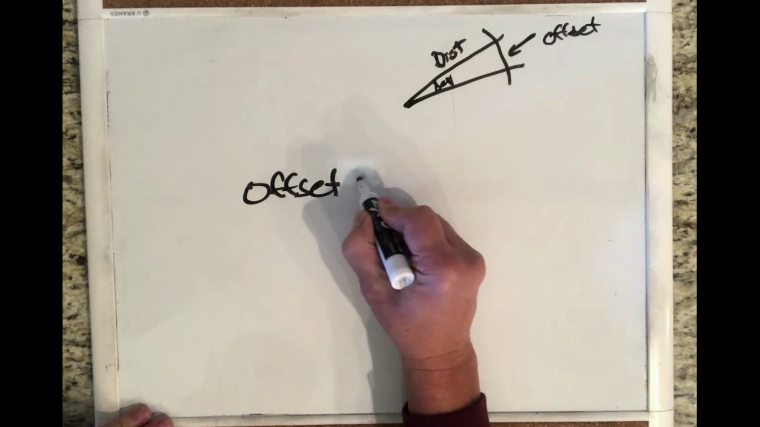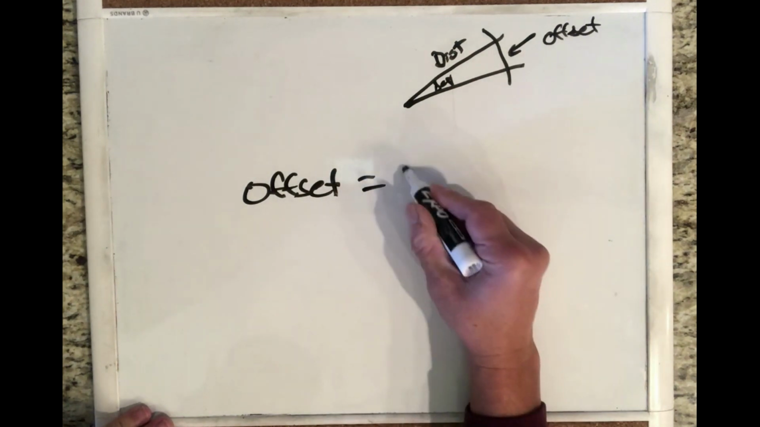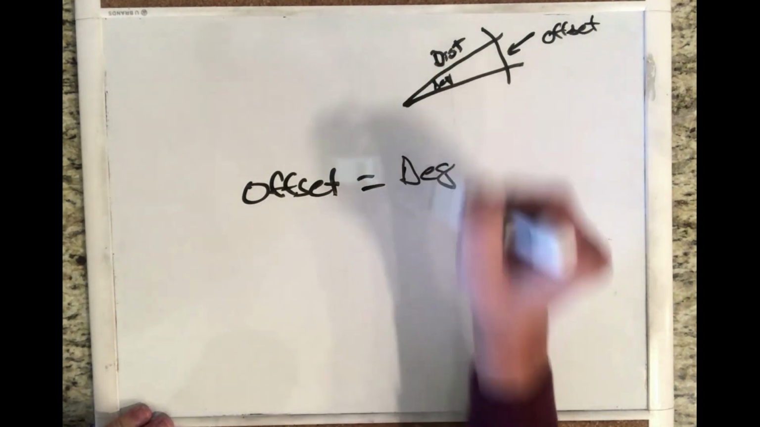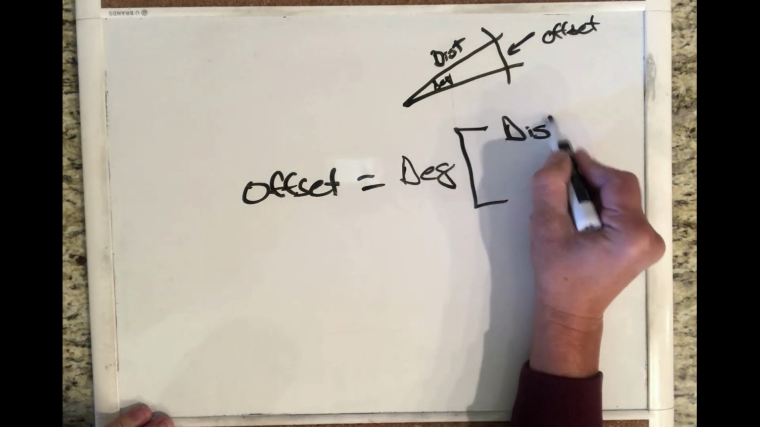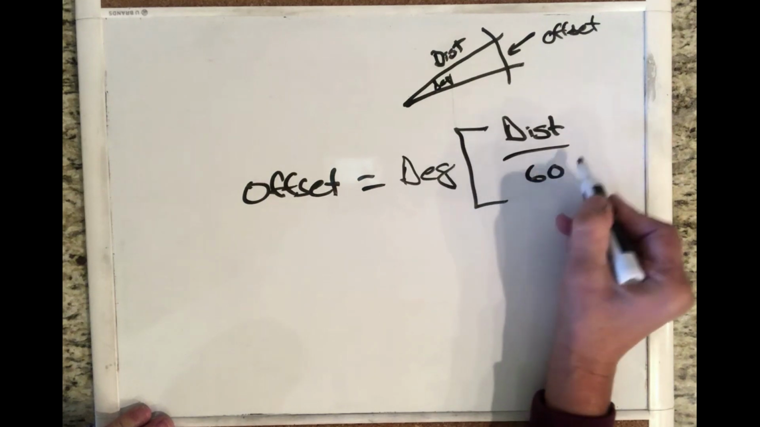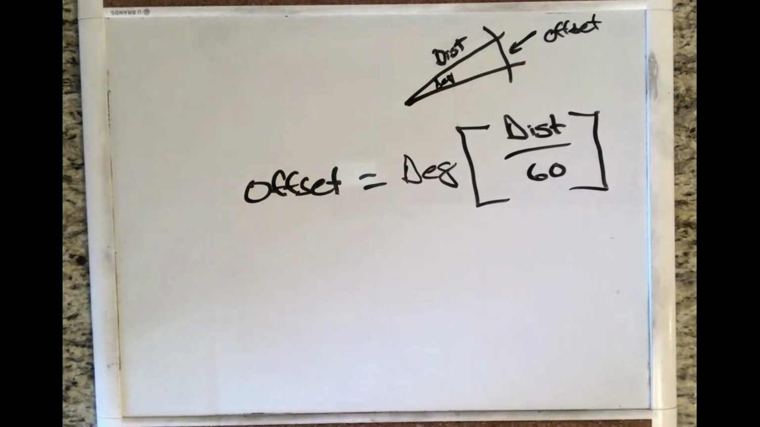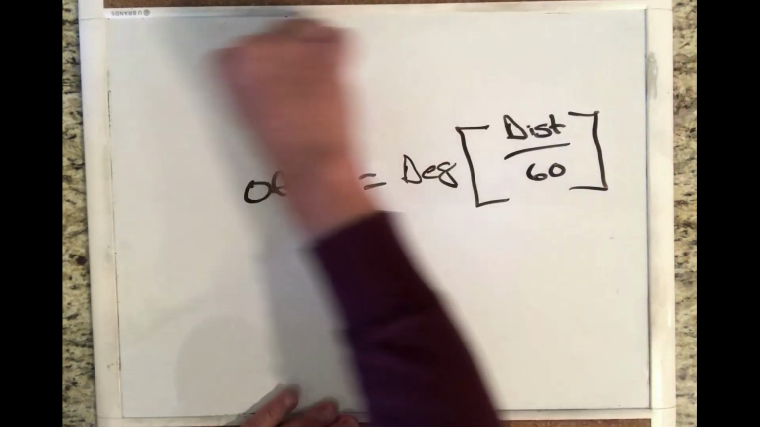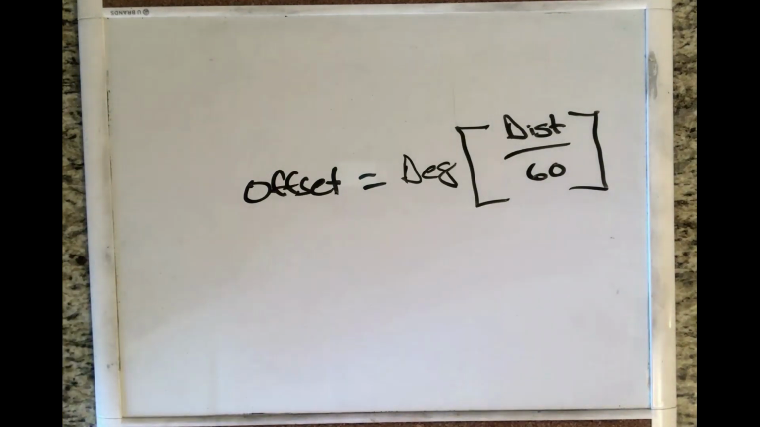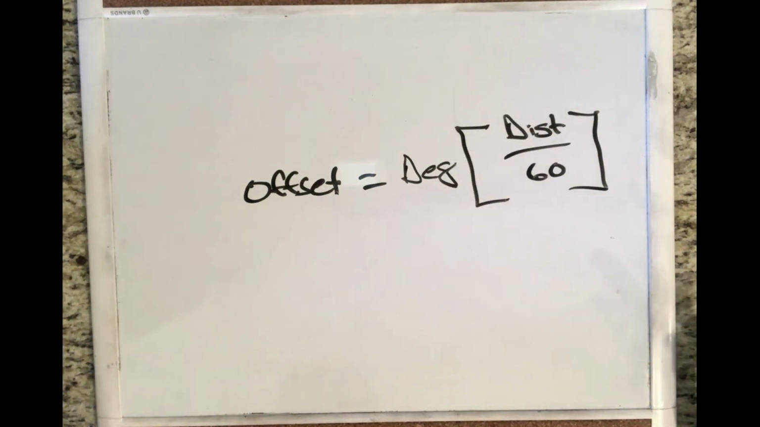Our offset is equal to the number of degrees we're talking about times our distance divided by 60. That's it. Divided by 60. And there are other ways too, and we're going to talk about those without using this formula necessarily. We'll do that here in a little bit to calculate numbers using the 60-to-1 rule. But that's basically what you're looking at right there. So let's come up with a couple of examples.